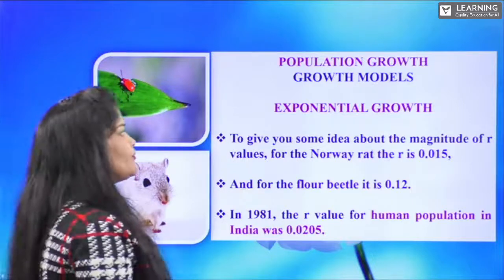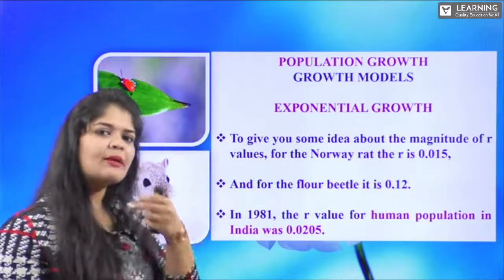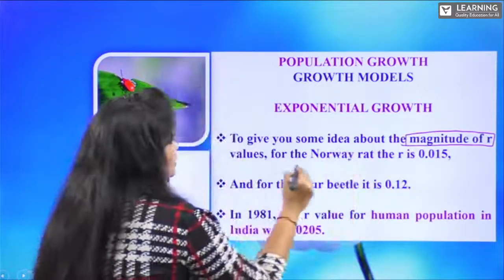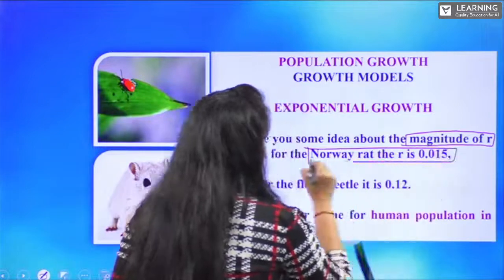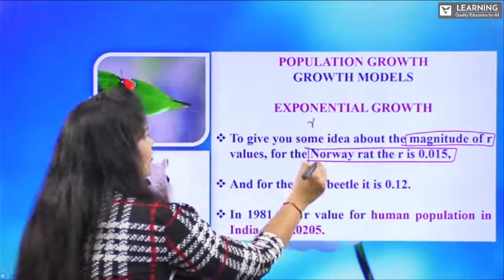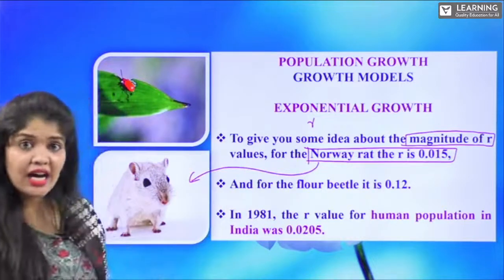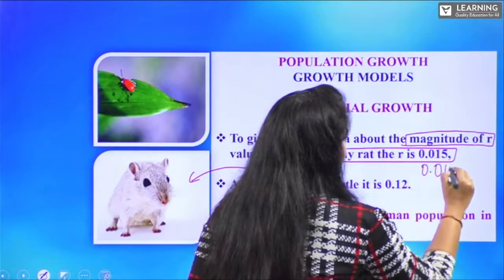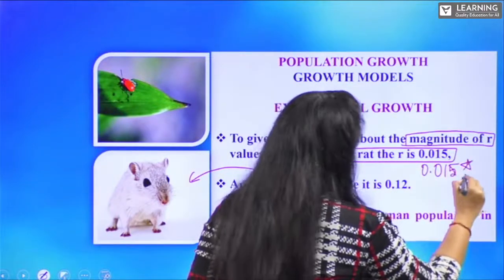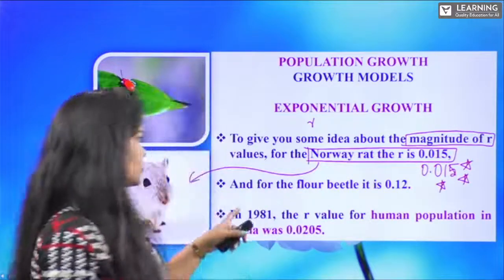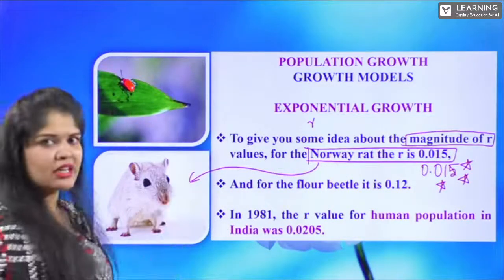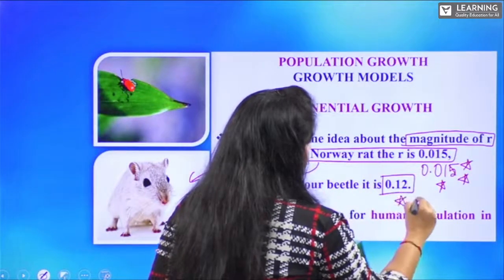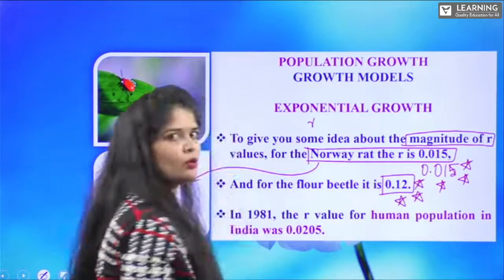Now here, to give you some idea about the magnitude of R values: the value of R for the Norway rat is 0.015. You have to remember this. This is important. And also for the flour beetle, the R value is 0.12. This is important to remember.